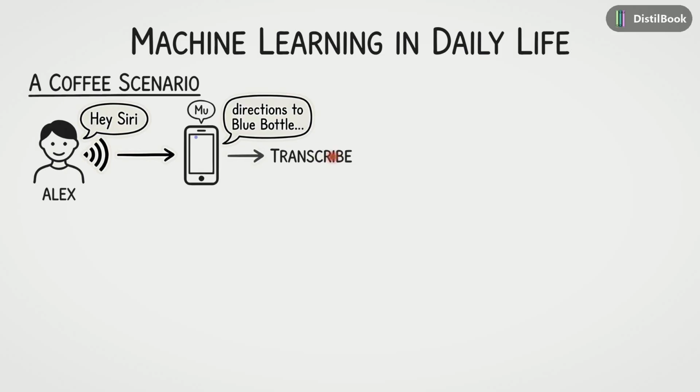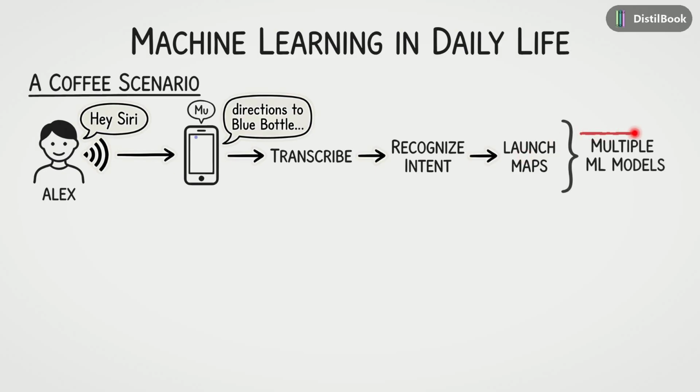First, it must transcribe the raw sound into text. Then it has to recognize the intent, figuring out that Alex wants navigation, not a web search. Finally, it can launch maps. What looks like one action to us is actually multiple machine learning models working in sequence. Let's zoom in on just the very first step to understand the engineering difficulty.